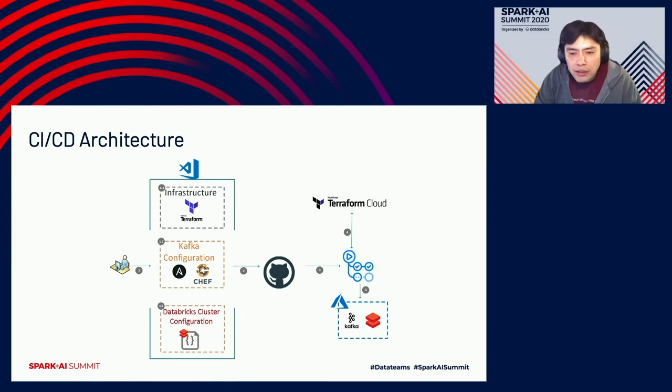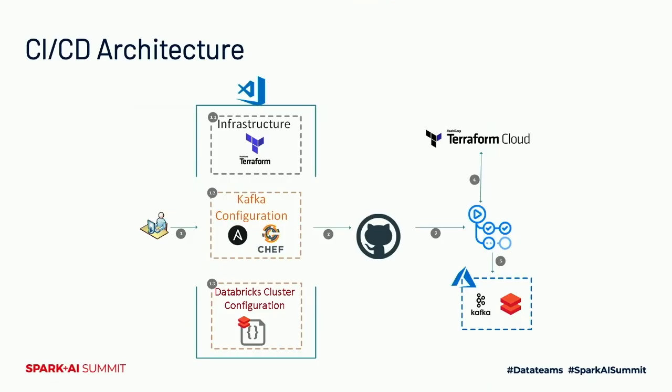So putting it all together, we have this flow where everything starts with the developers pushing code to GitHub, submitting pull requests, PRs, so their changes can be reviewed and approved. Behind the scenes, GitHub Actions workflows get triggered, which result in changes to either the infrastructure, Kafka, or Databricks configurations, you name it.